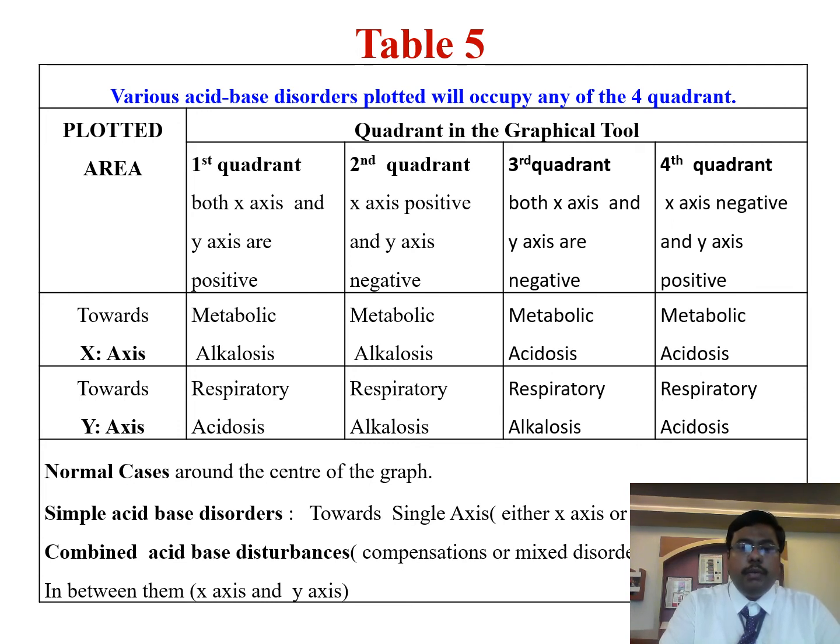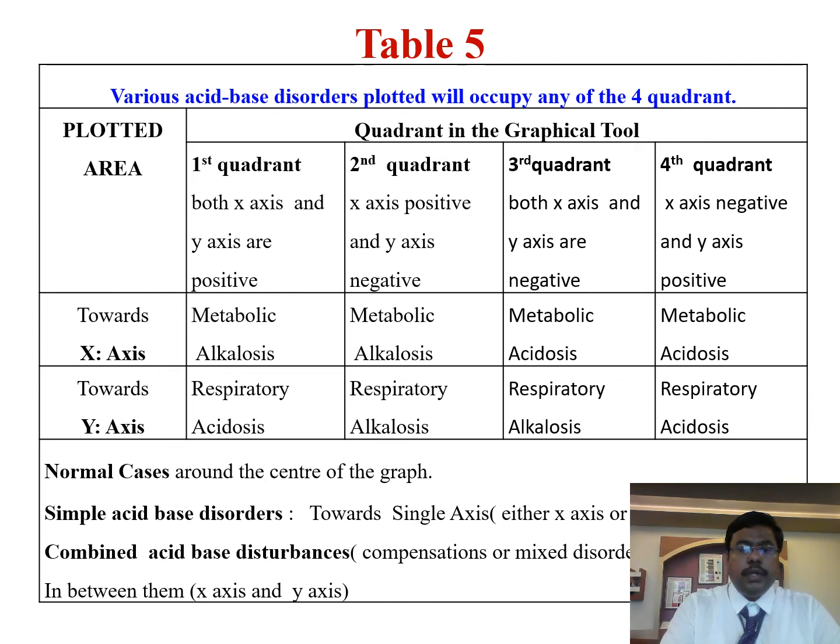So in the first quadrant, both the x-axis and y-axis are positive, so both metabolic alkalosis and respiratory acidosis are seen. In the second quadrant, x-axis positive and y-axis negative, so metabolic alkalosis and respiratory alkalosis are seen. In the third quadrant, both the x-axis and y-axis are negative, so metabolic acidosis and respiratory alkalosis are seen. In the fourth quadrant, x-axis negative and y-axis positive, metabolic acidosis and respiratory acidosis are seen. Normal cases are seen around the center of the graph.